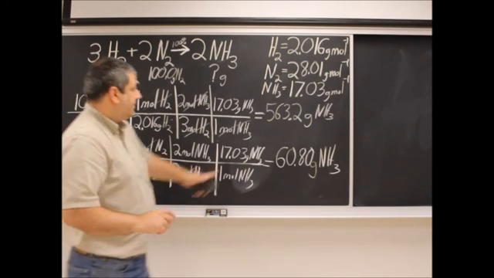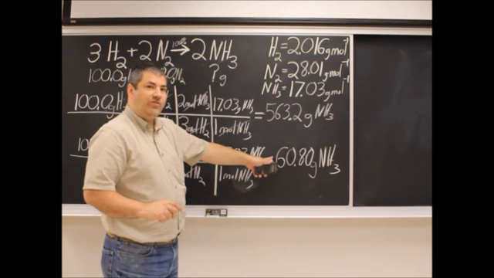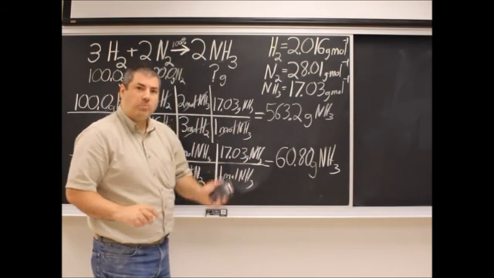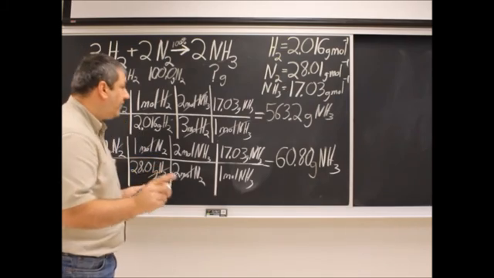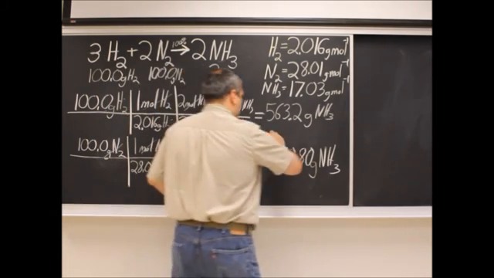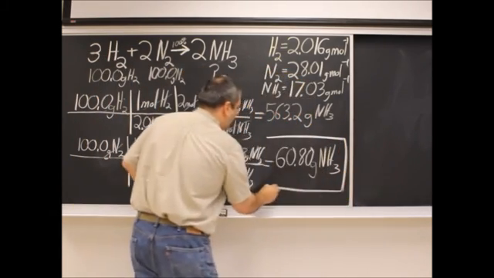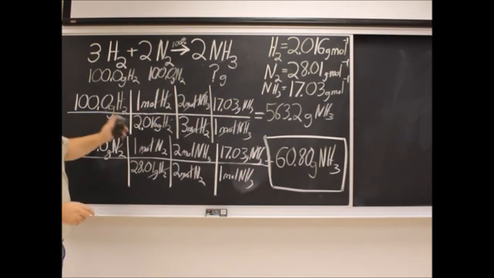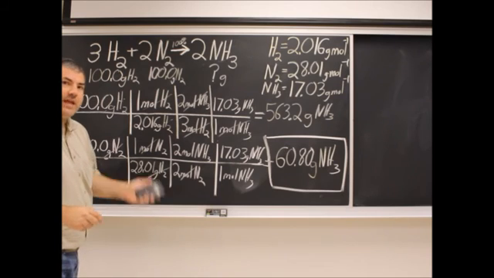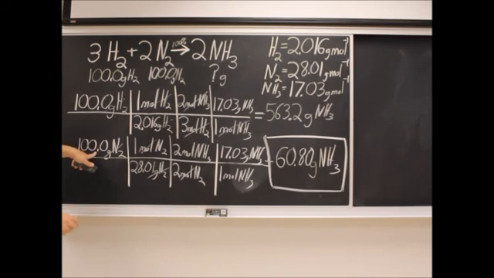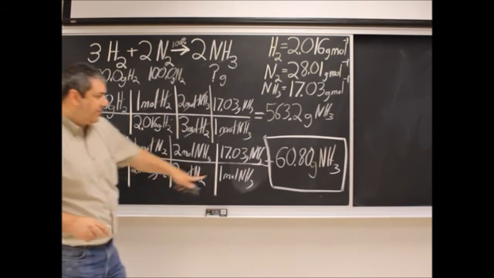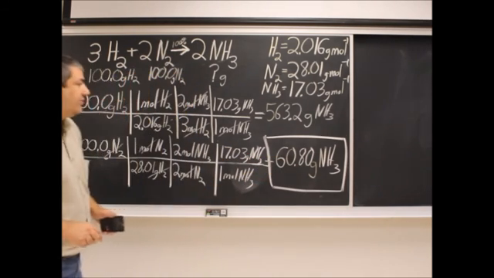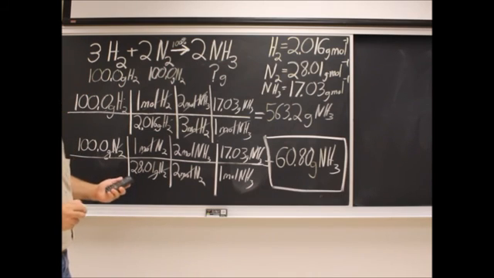So which one's right? Well, 563 versus 60. It's always the smallest number. What this physically is telling me, if I react 100 grams of hydrogen with 100 grams of nitrogen, I run out of the N2 first. So this is our limiting reagent, N2, and 60.80 grams of ammonia, that is the maximum amount of ammonia that I can produce.